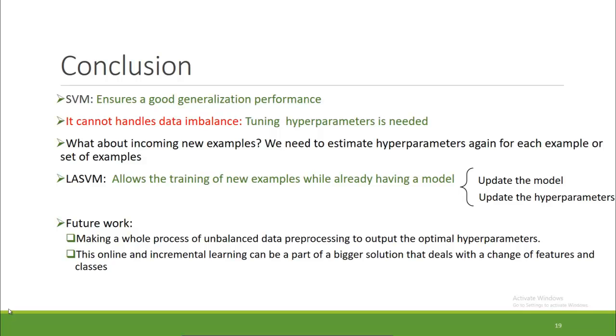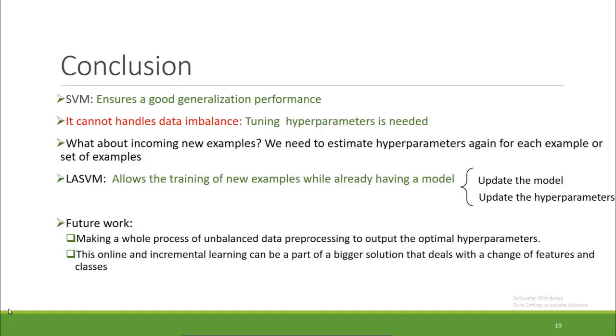In that case, we introduced one of its extended versions based on online learning, known as LISVM. The advantage of LISVM is that it allows the training of new examples while already having a model, and with each example coming, we update not only the model but also its parameters.